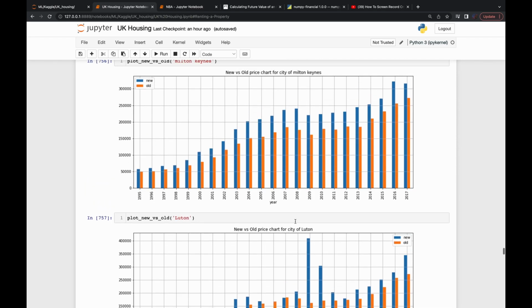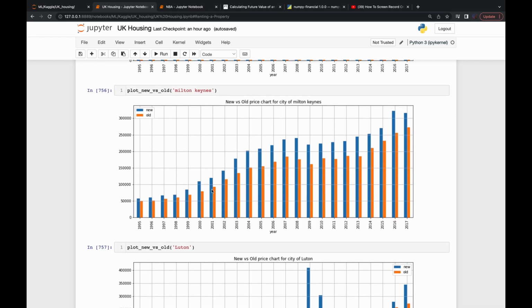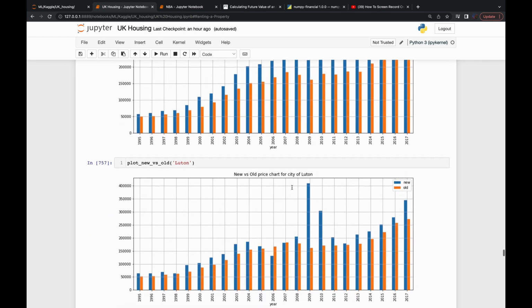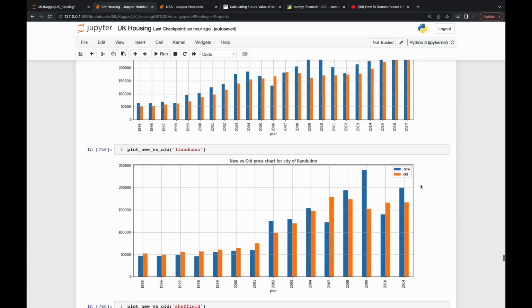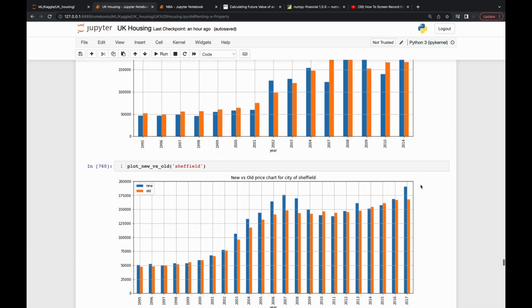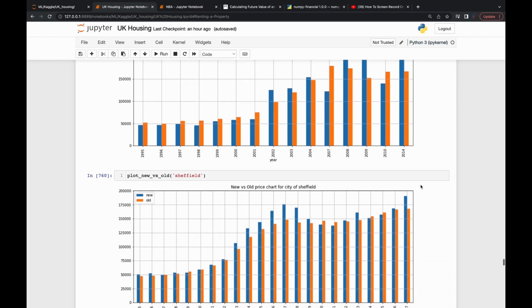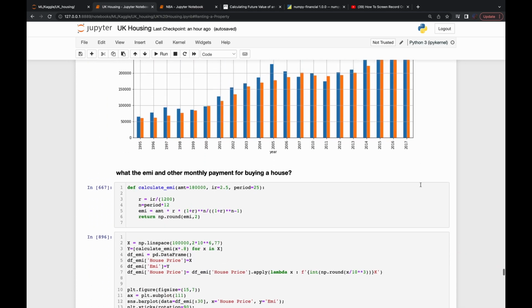Likewise, this is Milton Keynes. It's the new price, and the difference is more here. Not all cities are the same. Luton's difference is more. Interestingly, in 2009 the price was so high for the new house price, and still you will not make a profit today. Okay, so this is Sheffield, and likewise you have done the analysis.